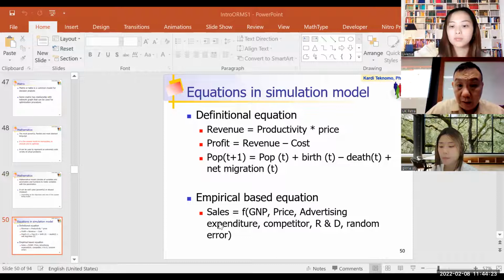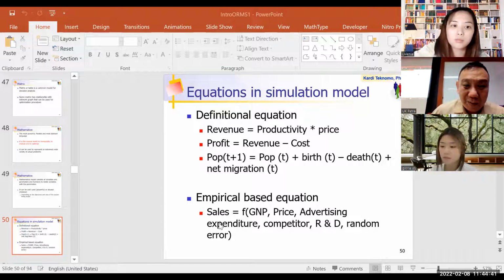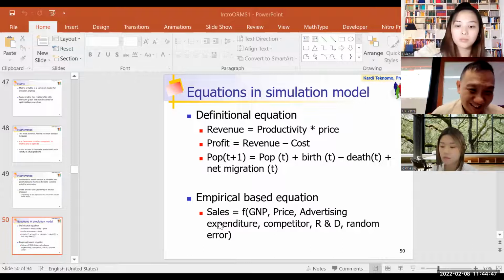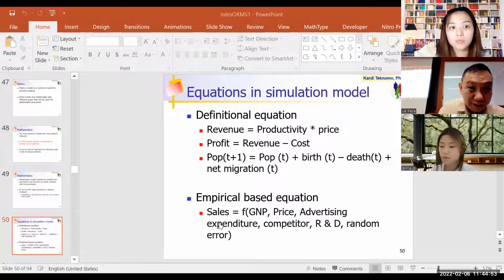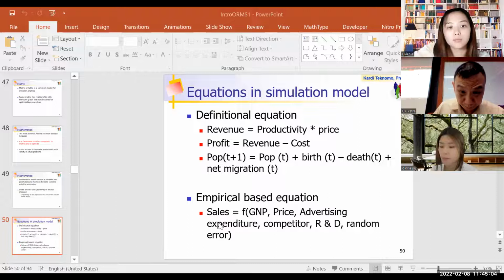So the most important thing in mathematics is actually one sign. What is that? Equal sign. Based on the equal sign, we have what is called an equation. You see, equal, equation, right? Because of the equal sign. So you have revenue equal to productivity times price, profit equal to revenue minus cost. So these are the common sense equations that you can put.